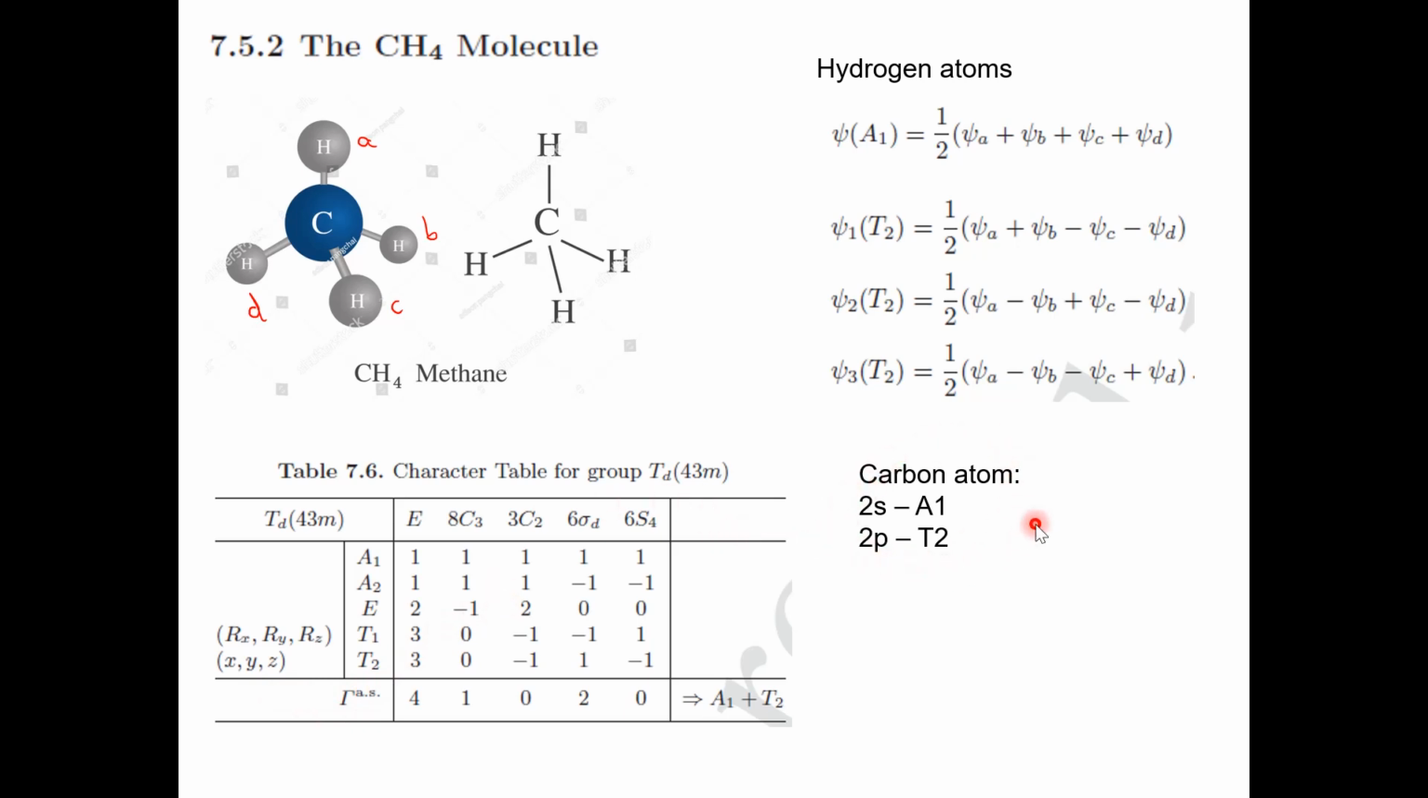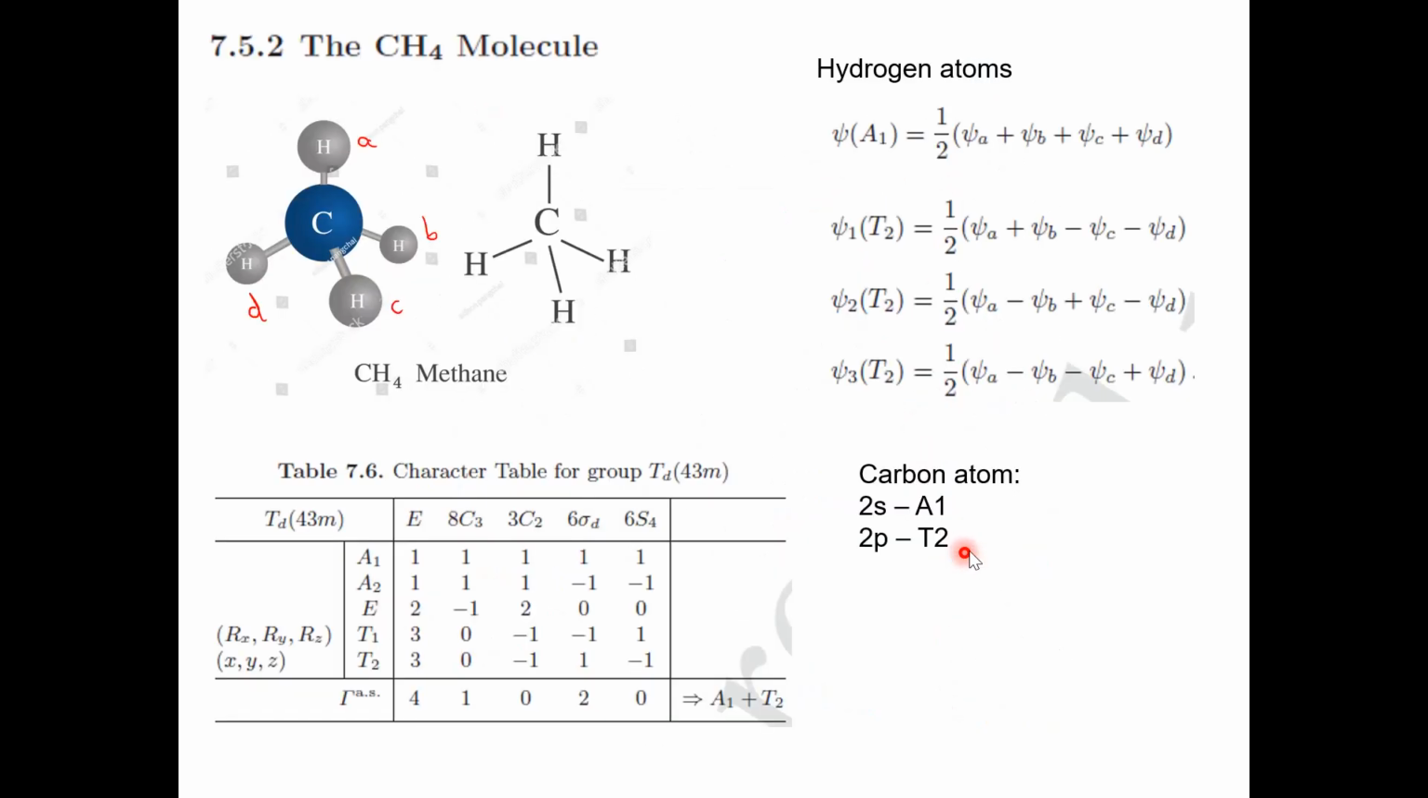Okay, so what about the carbon atom? As we argued before, it's the same thing. I have to make linear combinations of A1 and T2 to couple with the linear combinations that I have constructed for the hydrogen orbitals.